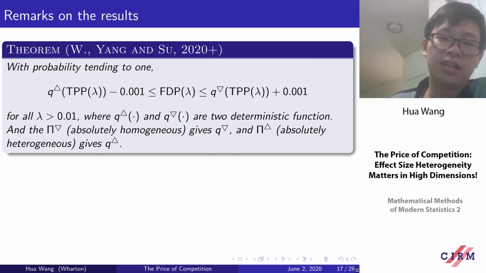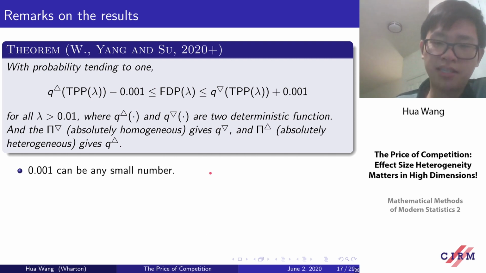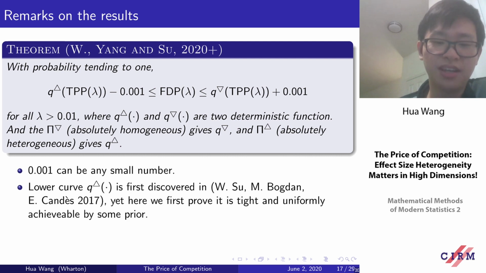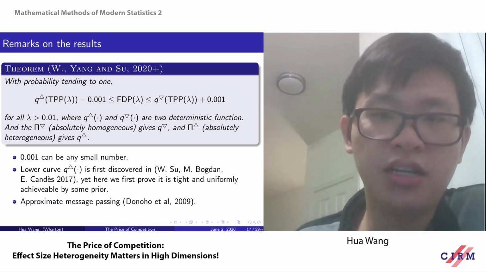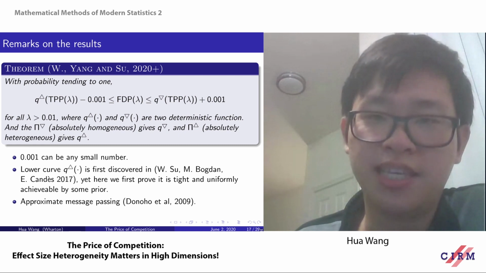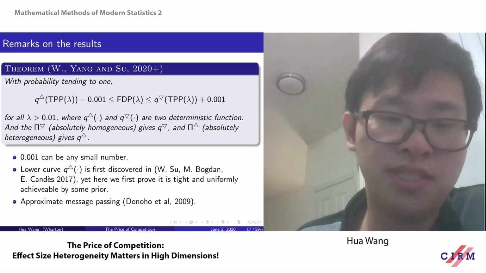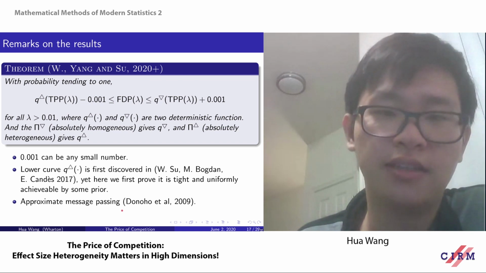Let me put some more remarks on our result. The first is that you might notice there's a 0.001 in this theorem, but that is not a magic number. It can be replaced by any small number. The second is that the lower curve was not discovered by us, but was first discovered by Su, Bogdan, and Candès in 2017. Yet here we are the first to prove that this is uniformly tight and uniformly achievable by some specific prior. The third is only to mention that the technical tool that we primarily use for the proofs is approximate message passing theory.